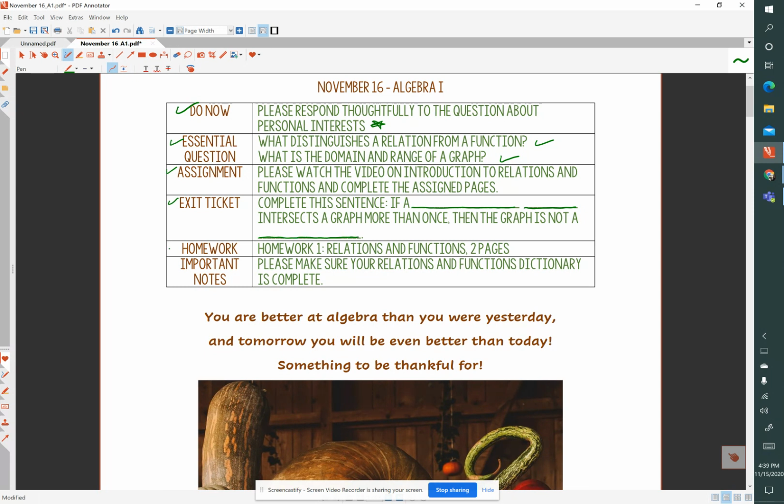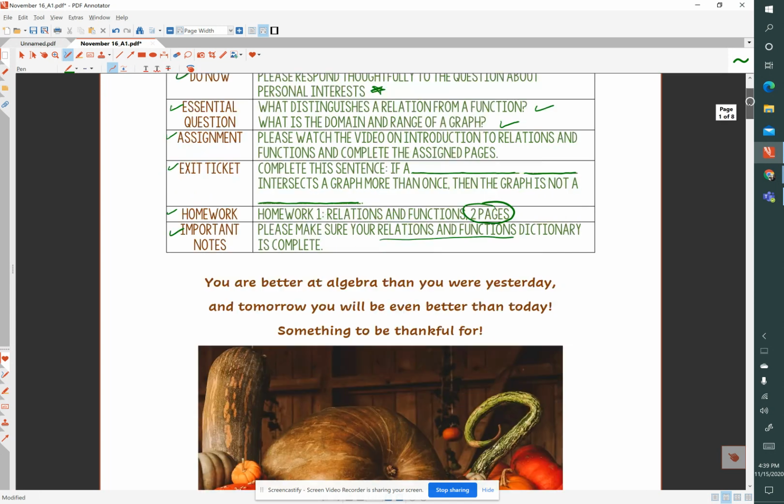Our homework will be Unit 3, Homework 1, Relations and Functions. Please note that it is 2 pages long. I hope you are keeping up with the chart that I gave you on all of the work that will be due for Unit 3. Of important note, please make sure your Relations and Functions dictionary is complete. So let's get that done.